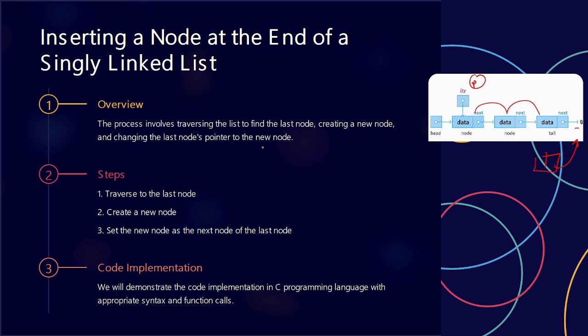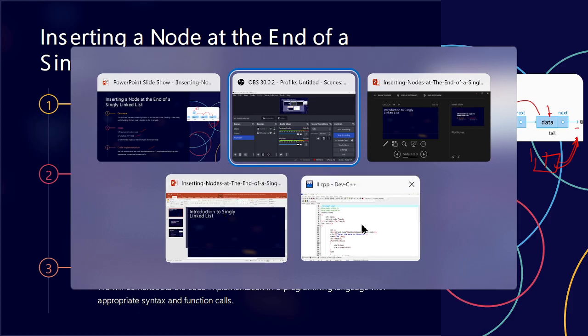So how can we do this? First of all, we travel to the last node, create the new node, and set the new node as the next node of the last node. So we go to the last node, we create the new node, and we set it as the last node. Now we are going to perform the coding implementation, how we can implement it with the help of code. So here is the coding part.